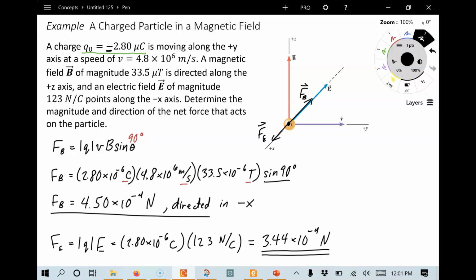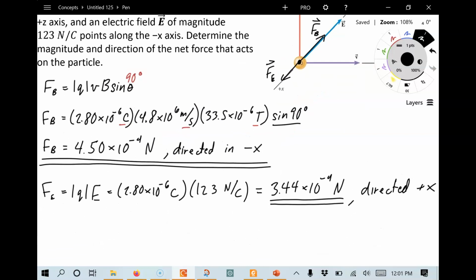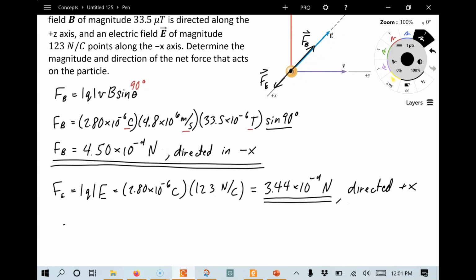But we've got the two forces here, your magnetic force. The electric force is directed towards the plus x-axis, and to get the net force, all we're going to do is add these two together. So F net is only going to be on the x-axis. We're going to have a positive value for Fe, so we're adding these together, Fe plus Fb, to get the total. Fe is going to be positive x, so we put a positive 3.44 times 10 to the minus 4th newtons.